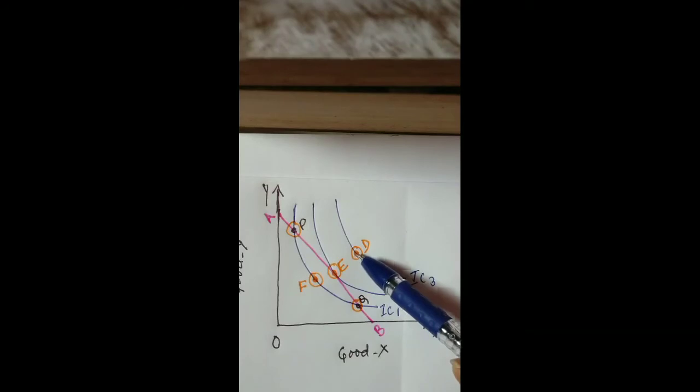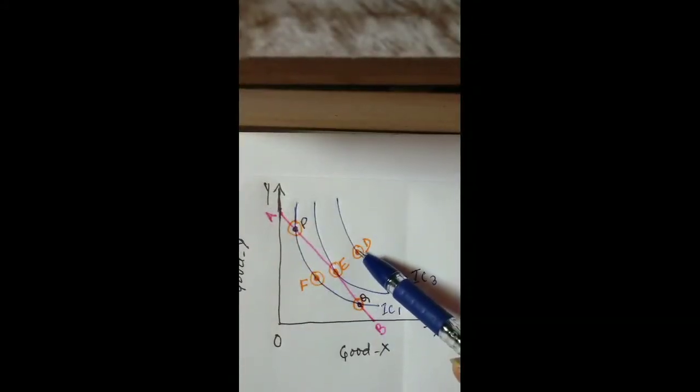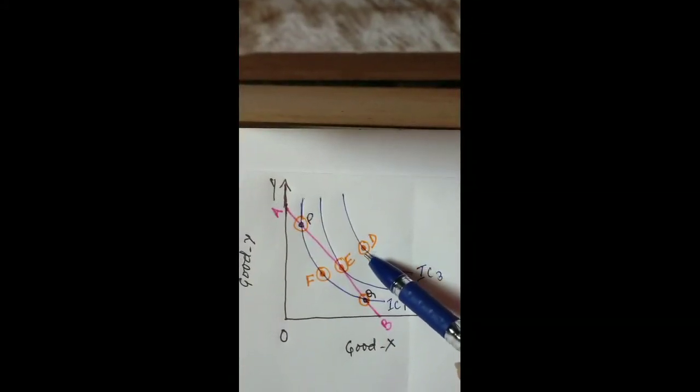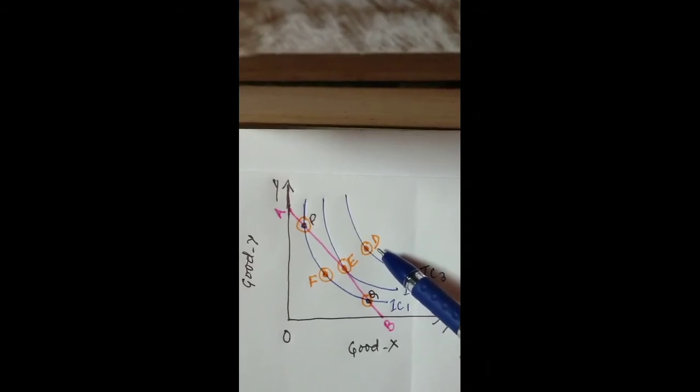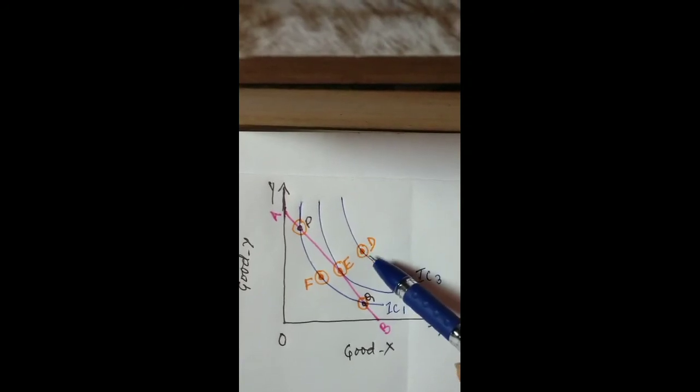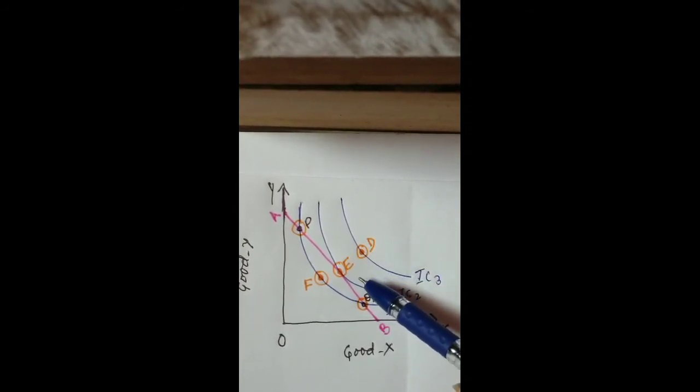Combination D is shown on IC3, that is on the highest indifference curve, and as you know that any combination on the highest indifference curve gives the highest level of satisfaction. The consumer wants to buy this, but he cannot buy because it is out of his budget.